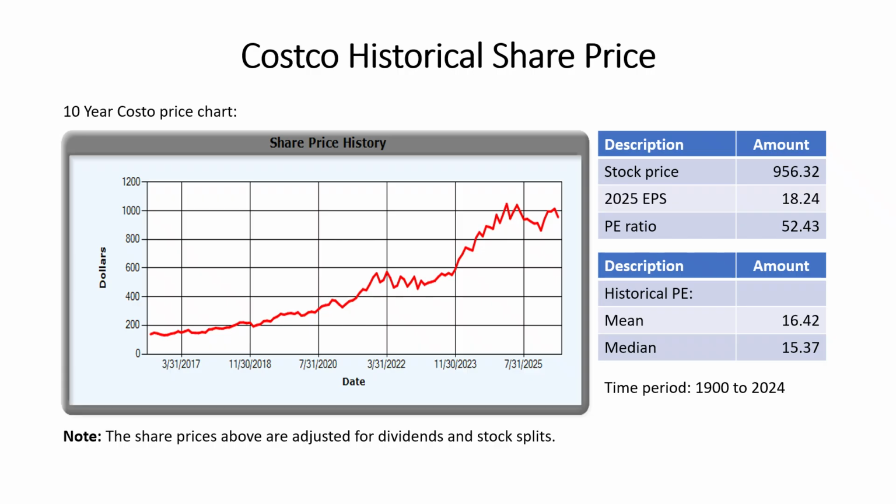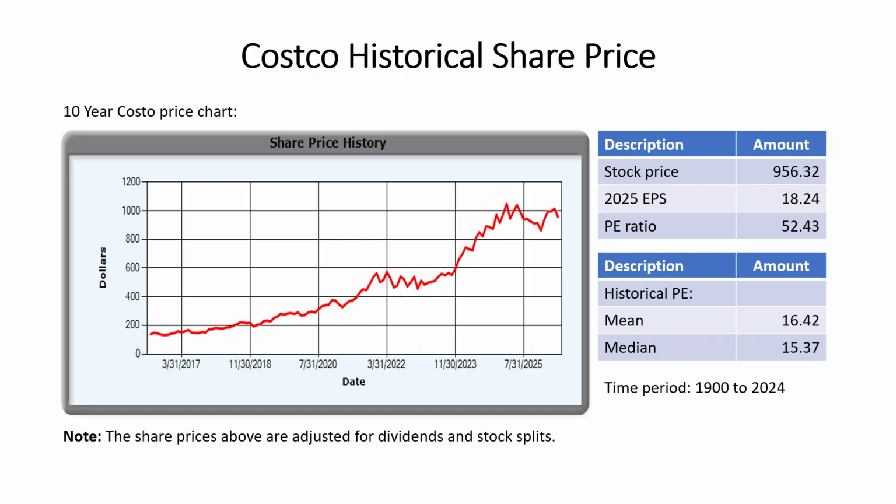And if we divide those two, we get a price earnings ratio of 52.43. In other words, that says for every dollar of earnings of Costco, I'm willing to pay $52.43 for that. So my price earnings ratio is 52.43. And the question is, does that make sense?